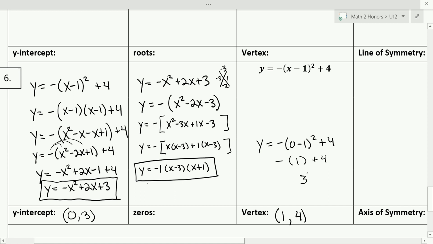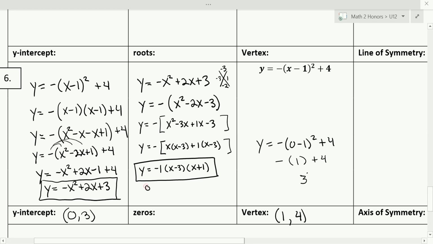From that, we can get our zeros. How many factors are there? 3. Negative 1 is a factor. x minus 3 is a factor, and x plus 1 is a factor. But when you solve by factoring, the only ones that are going to give you answers are your factors that have variables. So that negative 1 is not going to help us at all with coming up with our zeros.